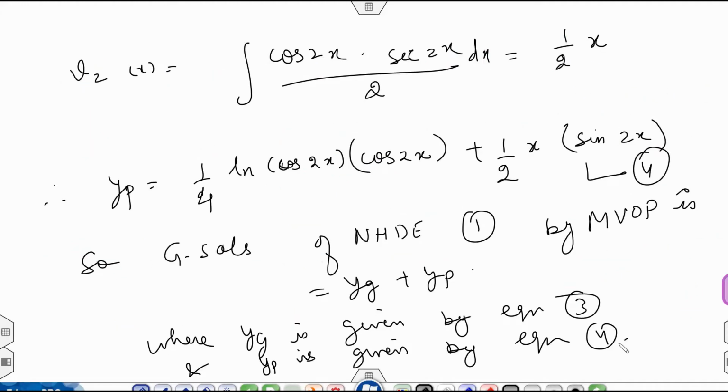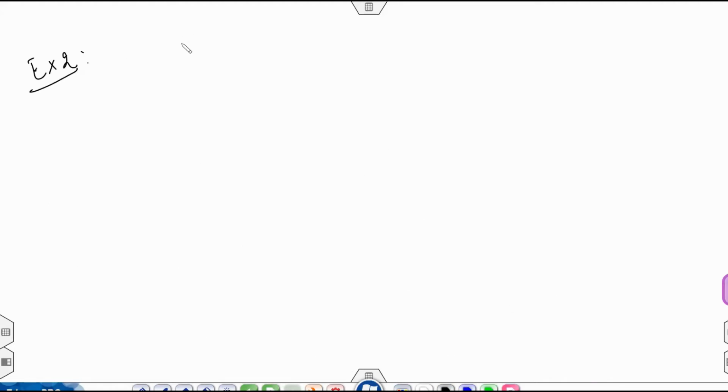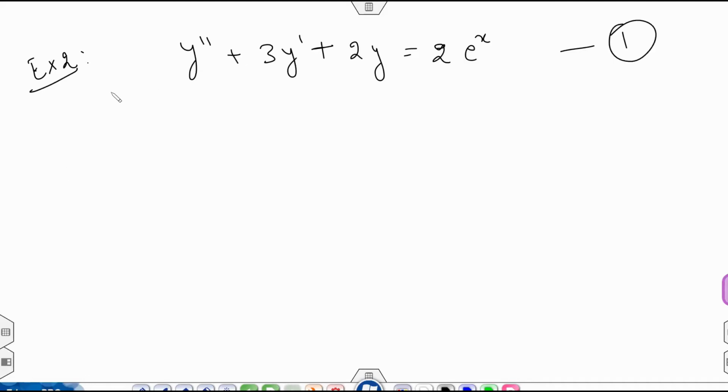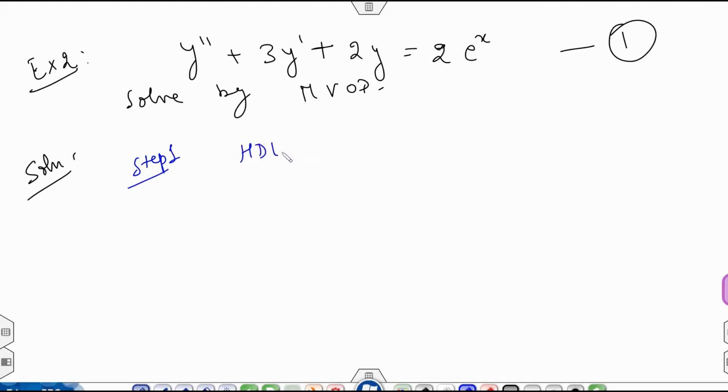Okay, so let us do another question, example 2. I have a differential equation, and I want to solve this by the method of variation of parameters. So let us see the solution. Again, for step 1, what we need to do is find the homogeneous differential equation. You will just make this equal to 0 and you will get the homogeneous differential equation.